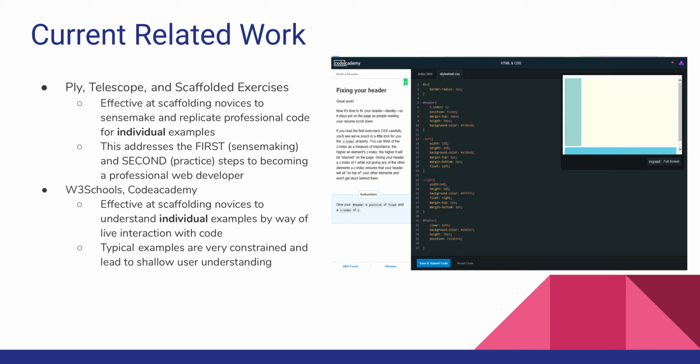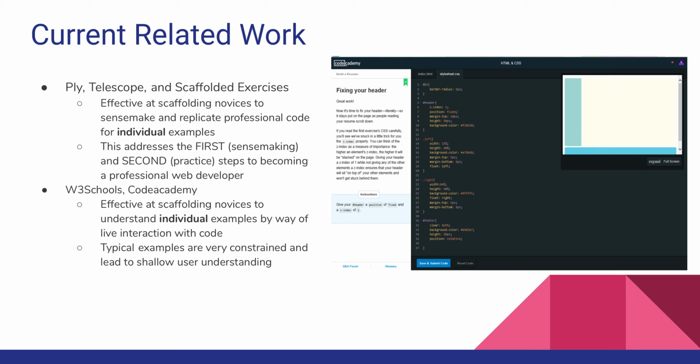So for current related work, I've broken it down into internal and external. Internal refers to projects that are currently or have been done within the scope of our research. So we have projects Apply, Telescope, and Scaffolded exercises, which, as I mentioned earlier, are very effective at scaffolding novices to sense-make and replicate professional code for individual examples. And this addresses the first and second steps to becoming a professional web developer, but not the step past that, of being able to apply your knowledge onto new examples.